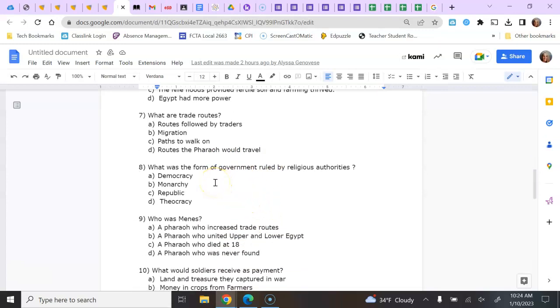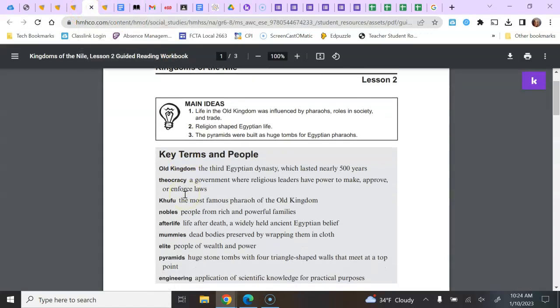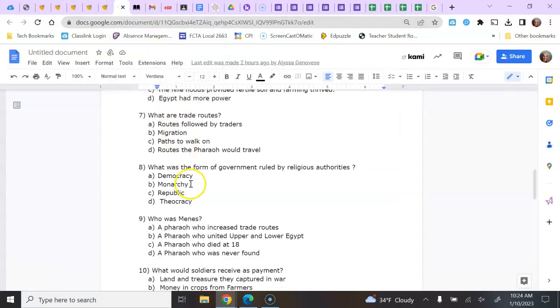Number 8. What was the form of government ruled by religious authorities? This you can find in workbook lesson 2. Government where religious leaders have power to make, approve, and enforce laws. What is that government called? Is it A, democracy, B, monarchy, C, republic, or D, theocracy?